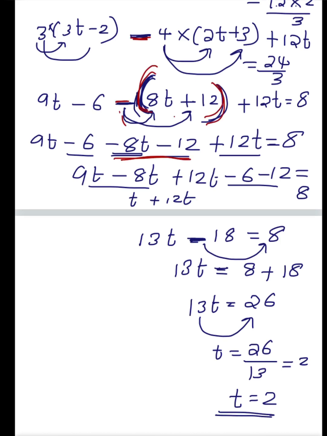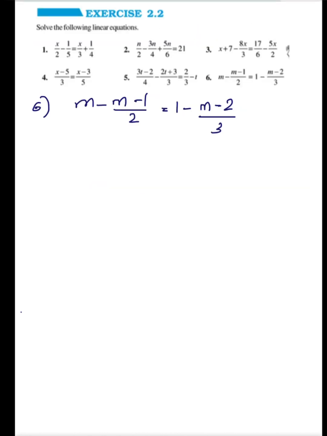Okay? Understand? Now let's see the sixth question. So this is our sixth question: m minus 1 by 2 equals 1 minus m minus 2 by 3. So here also let's take the variables to one side. So let's write it. That is m minus 1 by 2. Now you have to take this variable part also to that side. So this is already minus, so when it's coming to the other side, it will become plus. So plus m minus 2 by 3, is equal to what is remaining there?